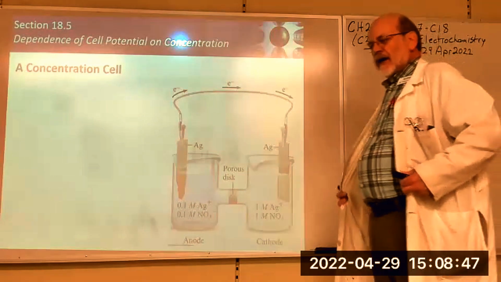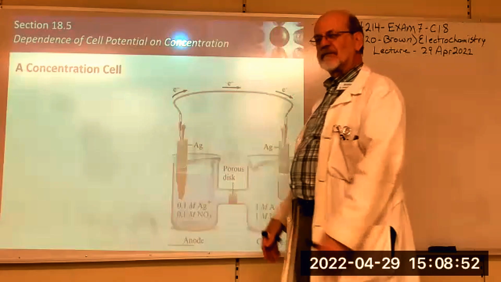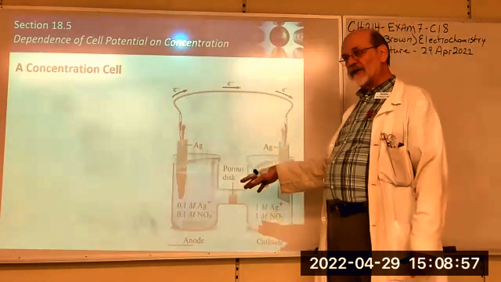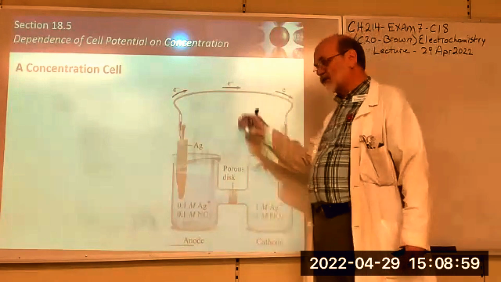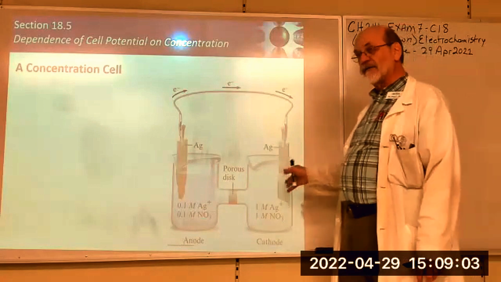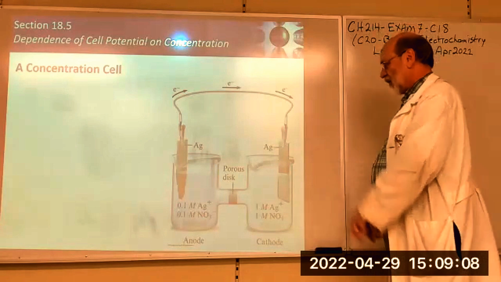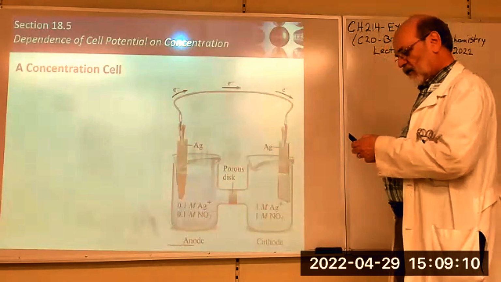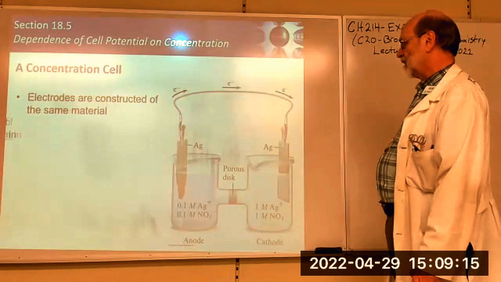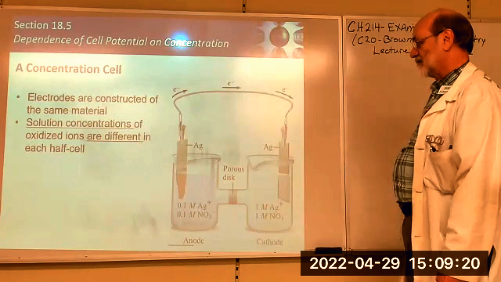Okay. Up to this point, we've combined half cells with different materials in each one. But we can produce a galvanic cell with exactly the same chemistry in each half cell. The only difference is one's at a different concentration than the other one. So how do we do that? Well, we're looking at Le Chatelier here. Electrodes are the same material. The solution concentrations are different.